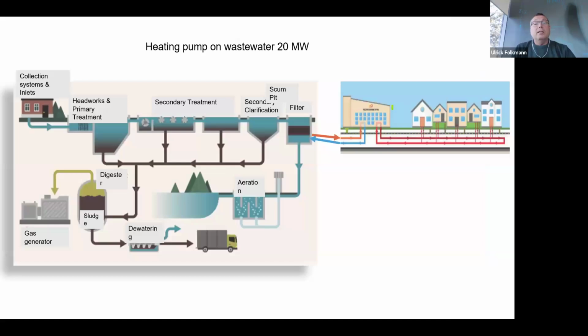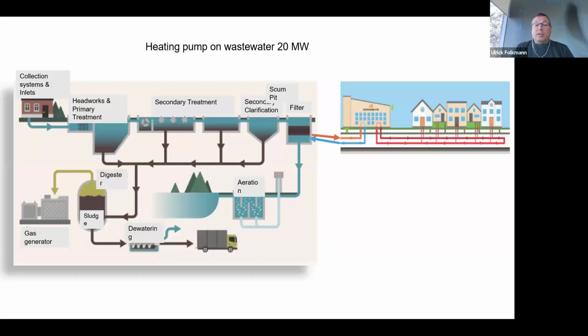And on this slide, you can see, I'll not go through how we clean the wastewater, but I will tell about why we are doing these heat pumps after the secondary and the whole process of the wastewater, and why we have a filter on it before we go into the heat exchanger and into the heat pumps.